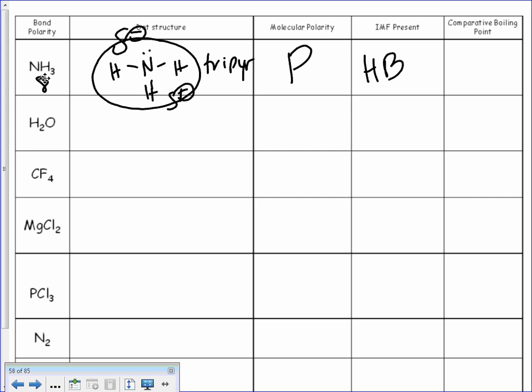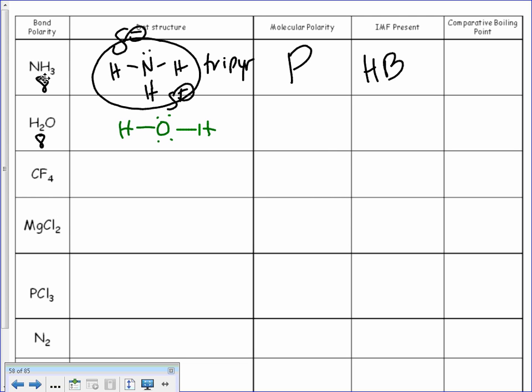Let's do water. How many valence electrons does hydrogen have? 1. Okay, hydrogen is in group 1, so it has 1 valence electron. Oxygen has 6. So that's a total of 8 valence electrons. Who goes in the middle? Oxygen, and then hydrogen, hydrogen, equally, symmetrical. And then who needs an octet? Oxygen. And I'm going to put 1 here and 1 here.